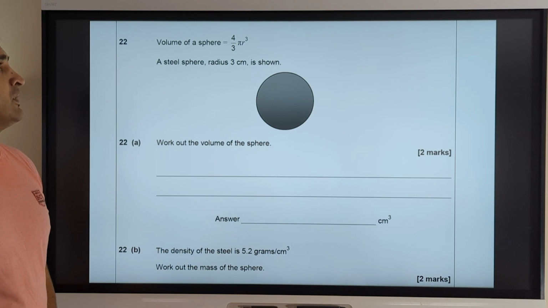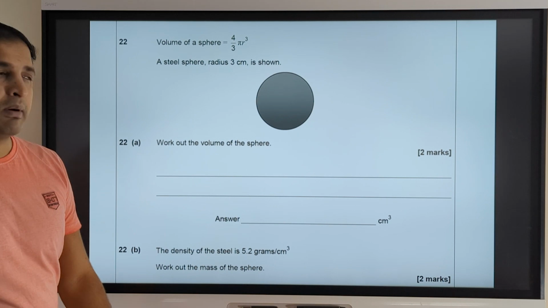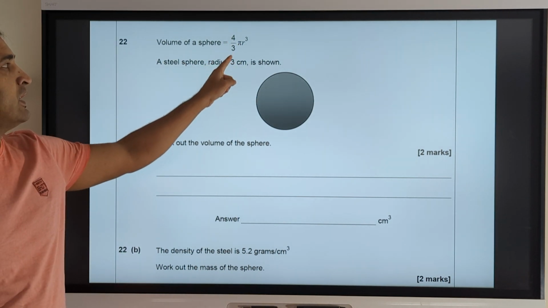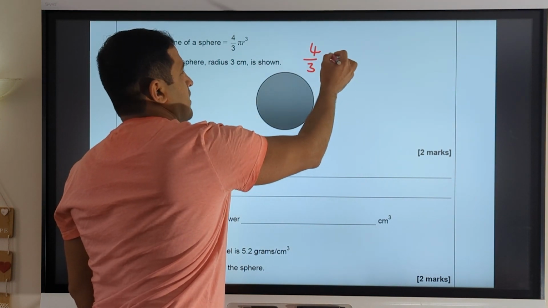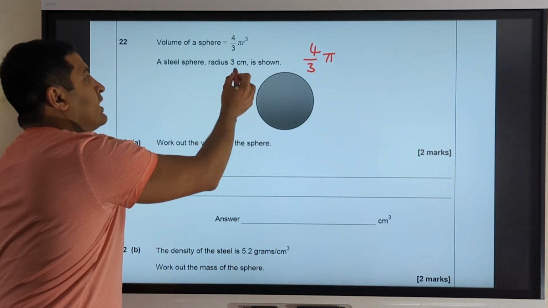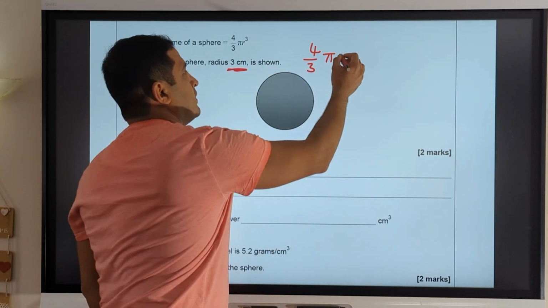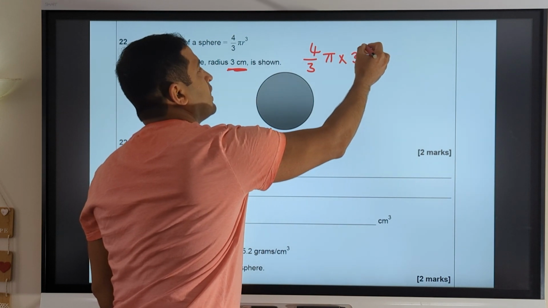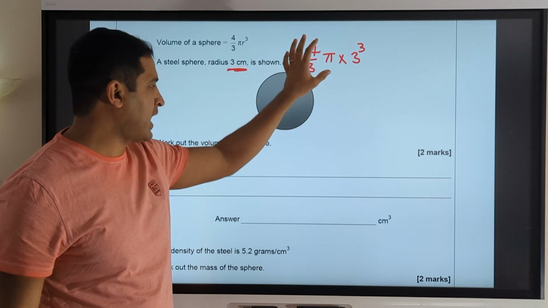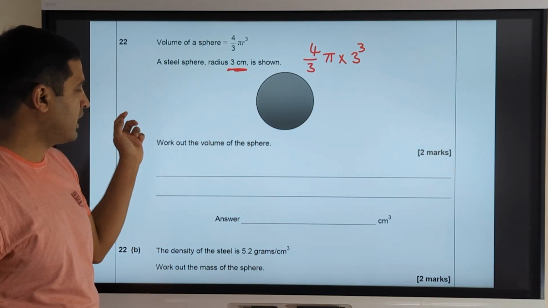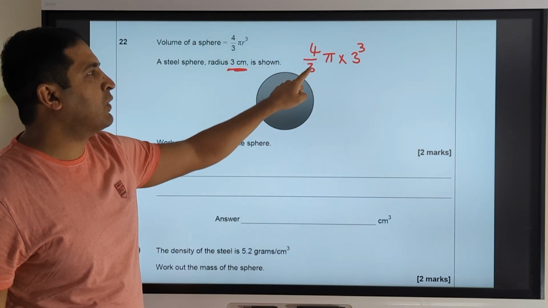The volume of a sphere is 4/3 pi r cubed. That's given to you. You don't have to think about it. Just put that number in. The radius is 3 centimeters here. 4/3 pi, and wherever you see the radius, you put 3 in there to work out the volume of the sphere. Multiply by 3 cubed. Put that in the calculator. If you don't want to put the exact answer, or they don't ask you to show it in terms of pi or anything, you can leave the pi out and say 4/3 times 3 cubed.